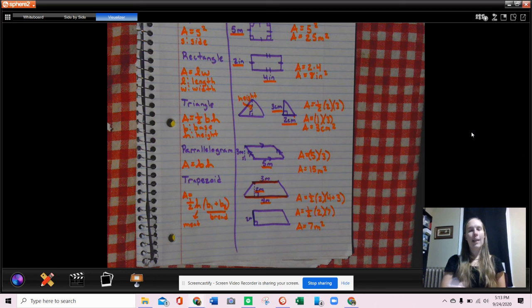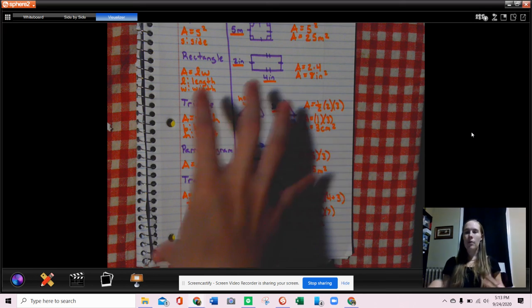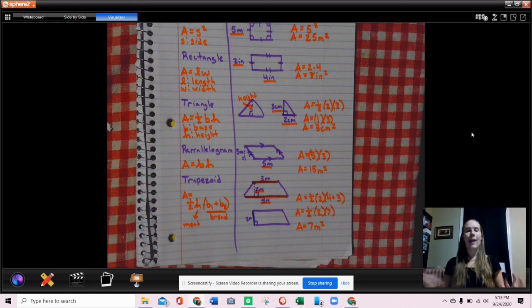So we're going to be going a little bit more into area in depth, but I hope that these simple shapes will help you when we get a little bit trickier. So I will see you soon.